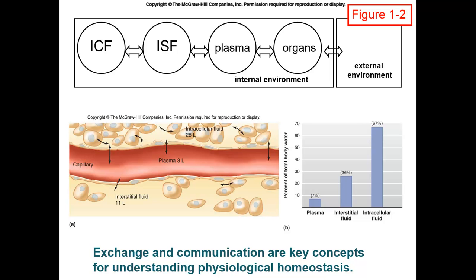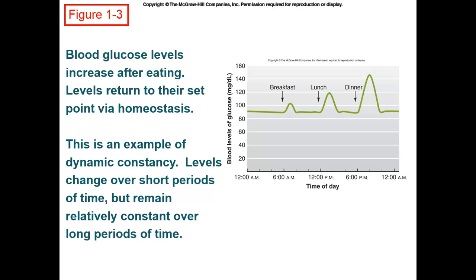So this is an important concept. Exchange and communication are key concepts for understanding physiological homeostasis. So this class, physiology, is designed to give you an understanding of how things are in a normal, healthy person. Now, I use examples of sleep. I use examples of exercise. I use examples of pathophys, right? But you have to understand first what normal is. Okay? All right, let's look at some other stuff.